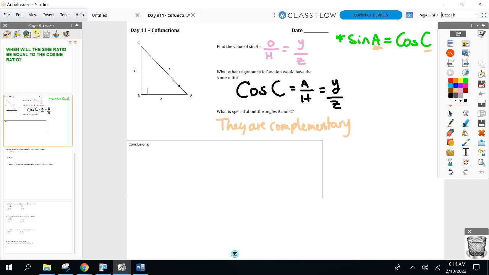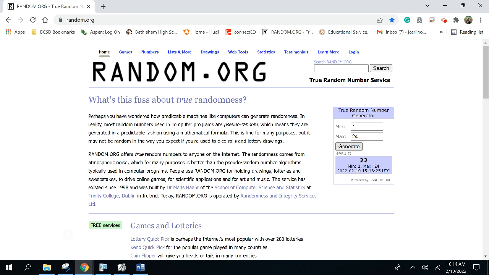So, if two angles are complementary, the sine of one equals the cosine of the other. Grab your calculator for me. Grab your calculator. Ready for the magic to happen now.